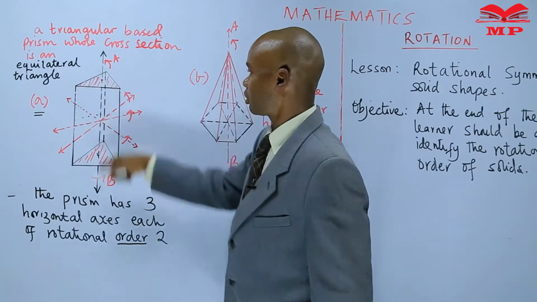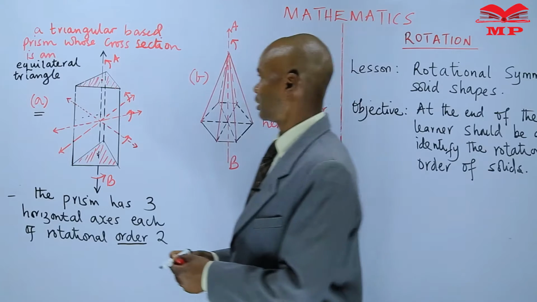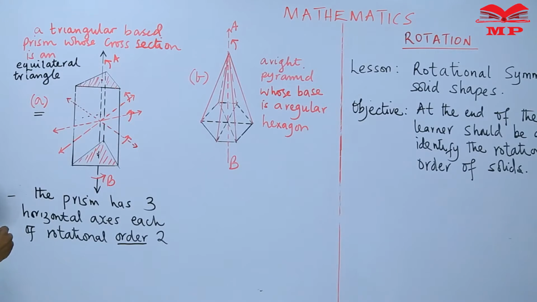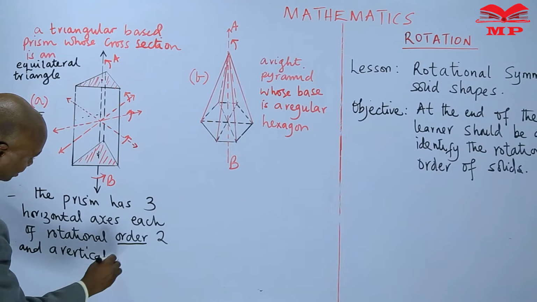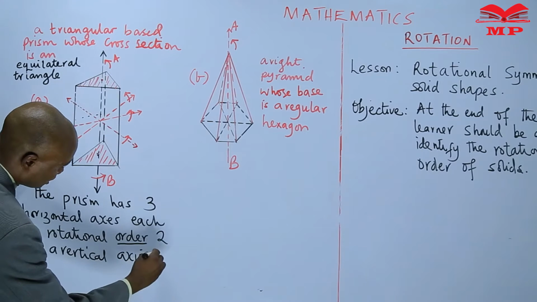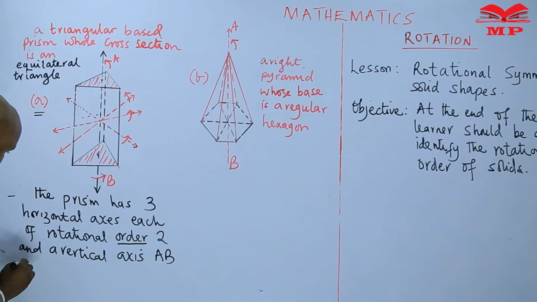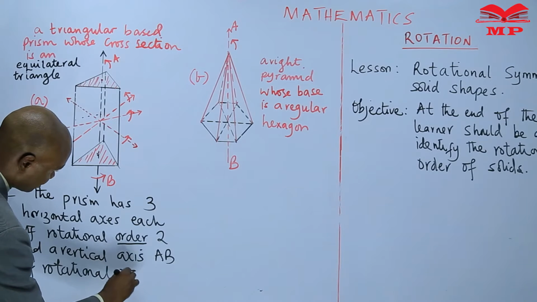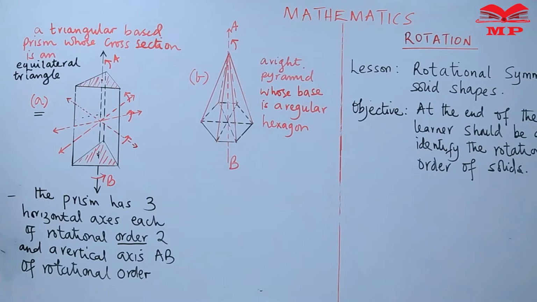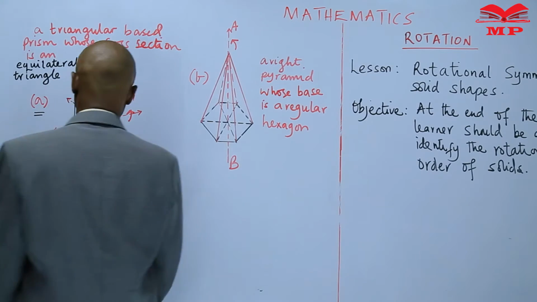And there is a vertical axis there. You can complete that by saying, and a vertical axis AB of rotational order, let's see the order now.